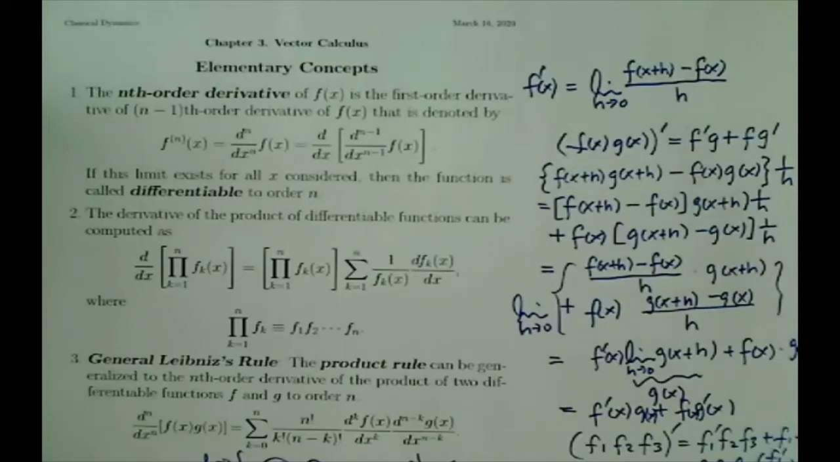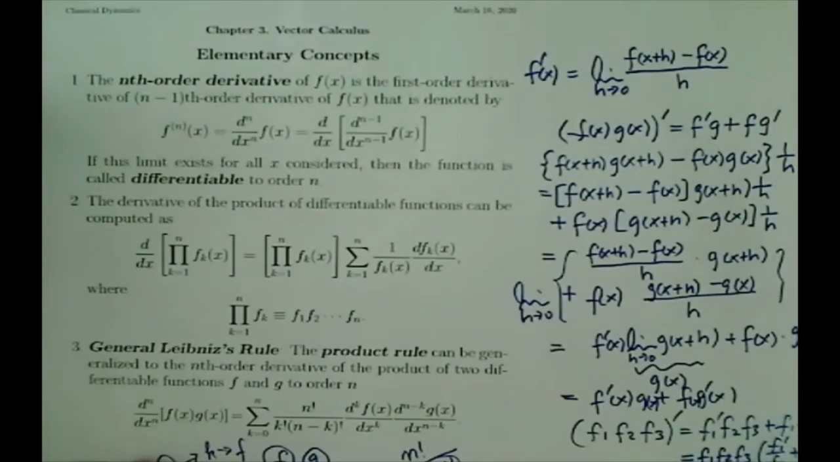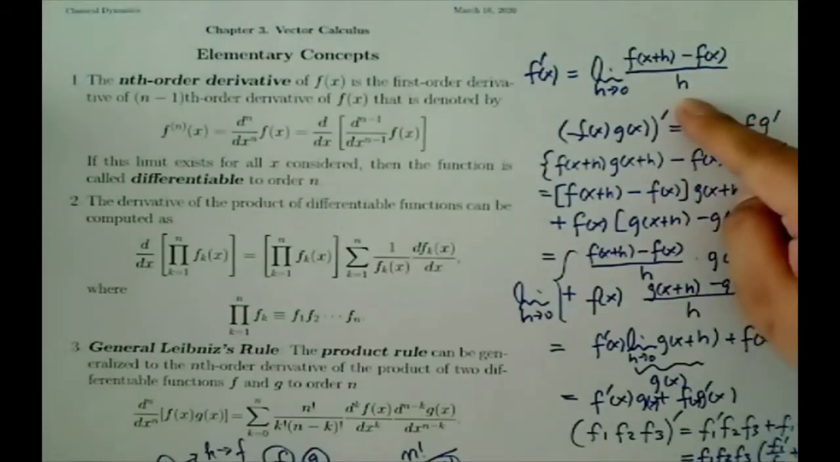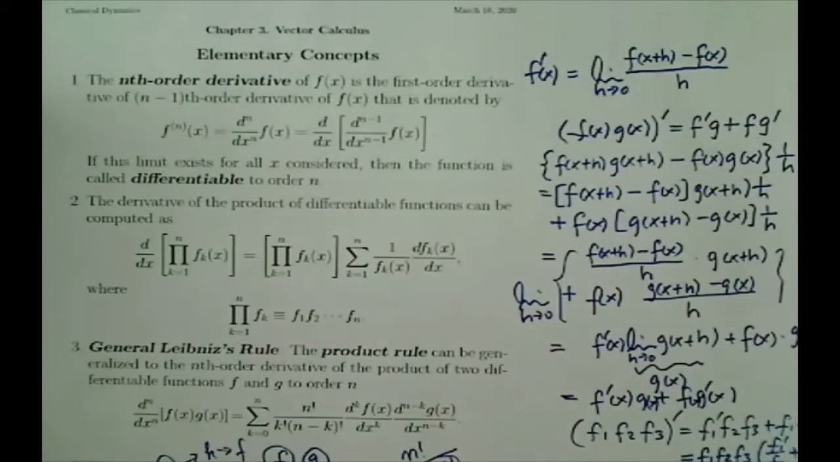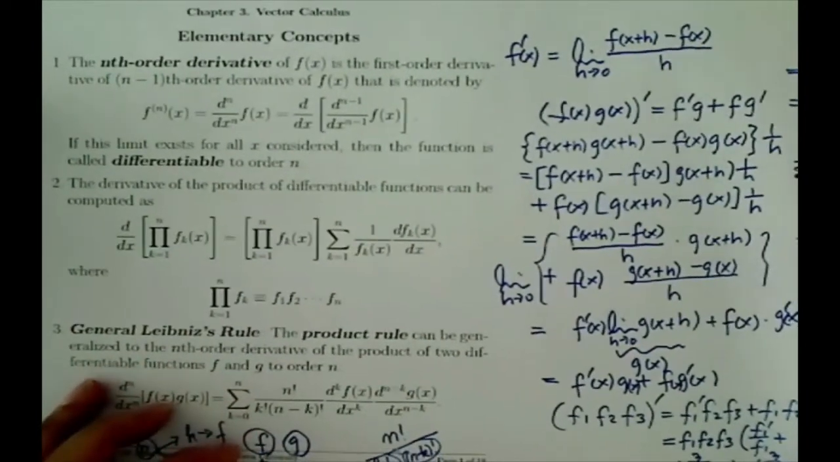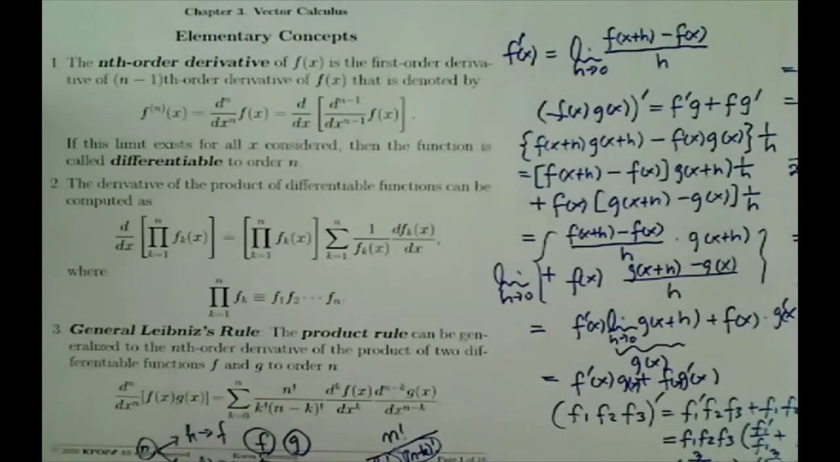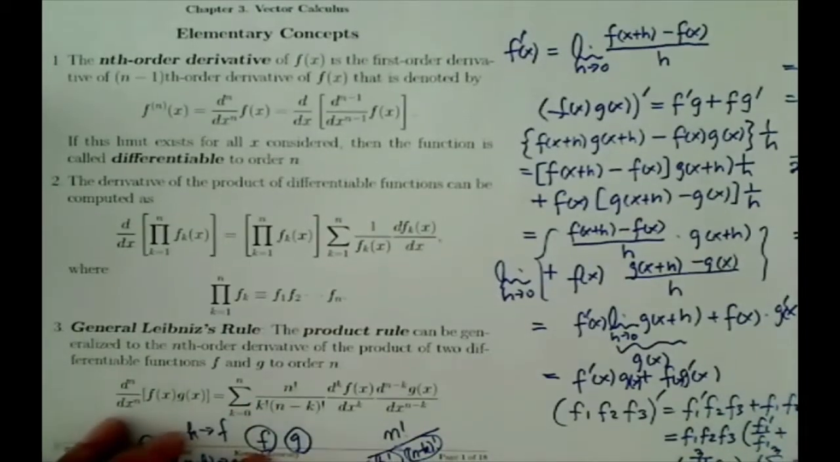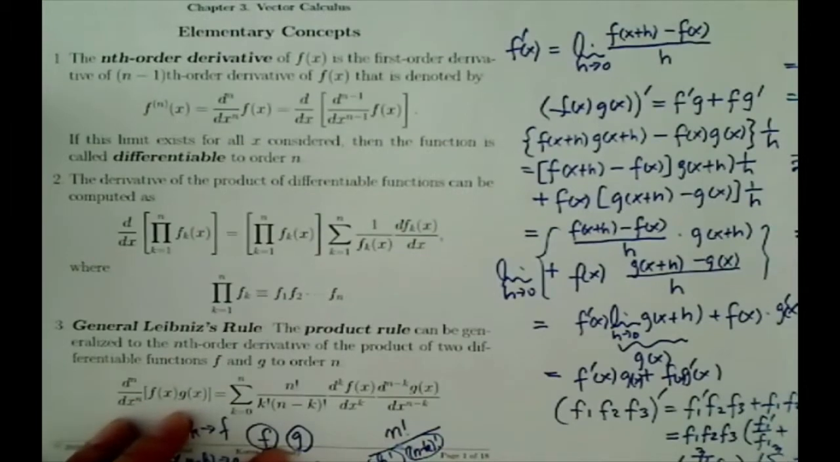The first order derivative of a function is defined by f(x plus h) minus f(x), divided by h. We take the limit h equals 0. And if the limit exists, that is, the right limit and left limit are the same, then the function is called differentiable. That function is called the derivative.